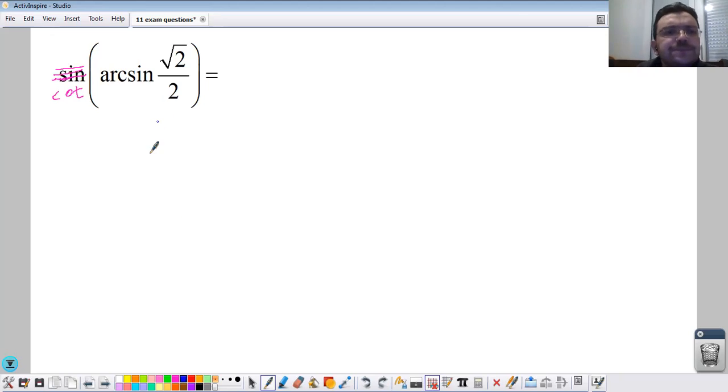So firstly, square root 2 over 2. It's a positive one. Let's make it more fun. Let's put negative. Okay? So then, let's start solving.